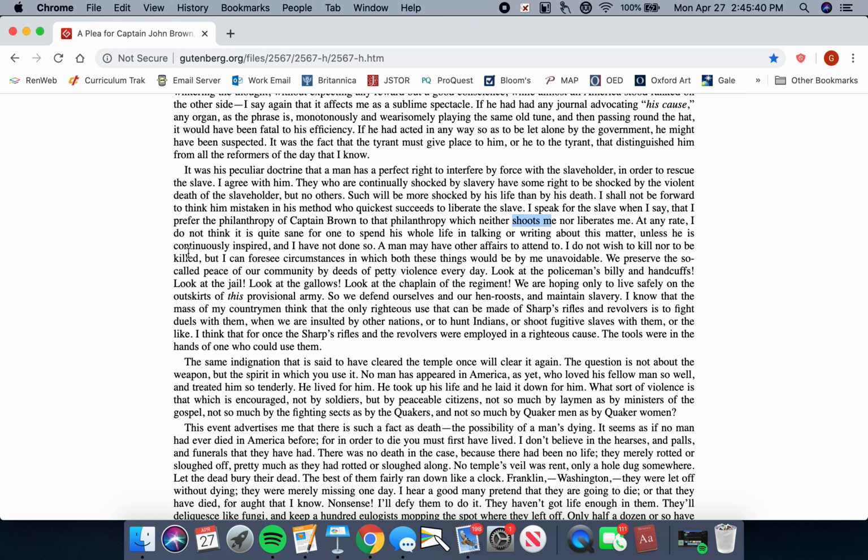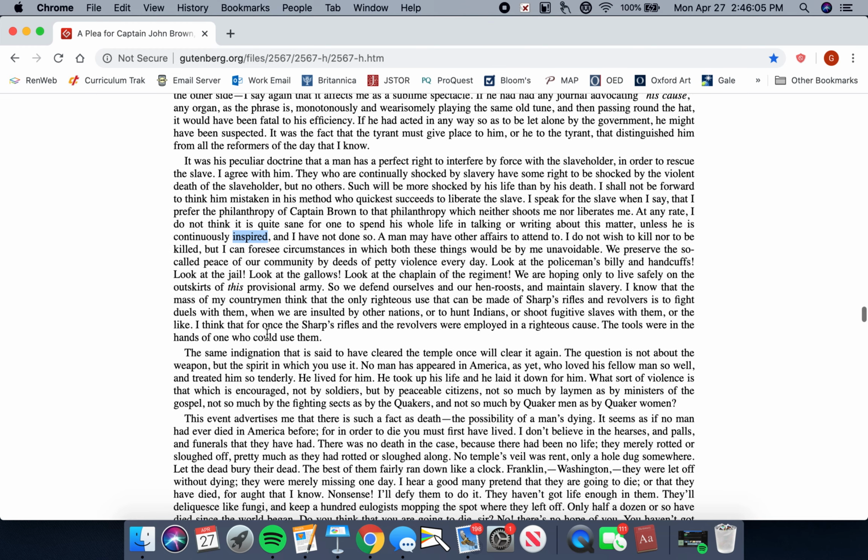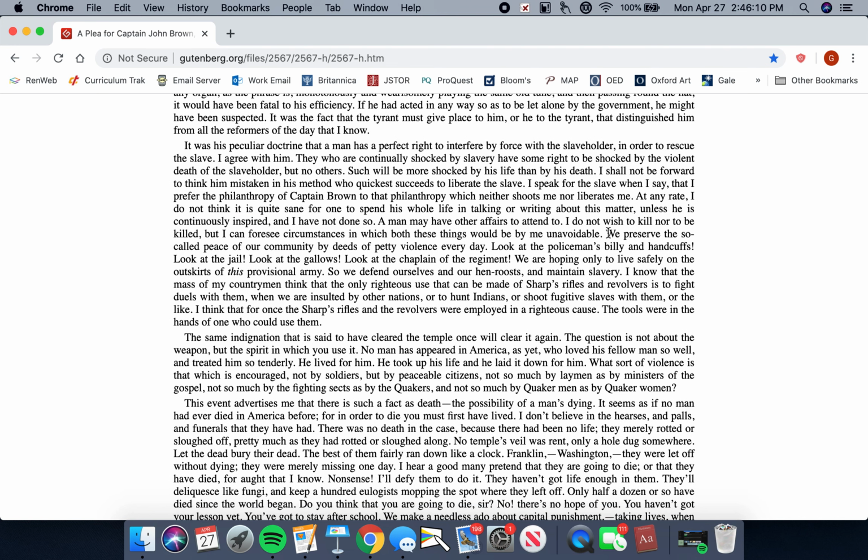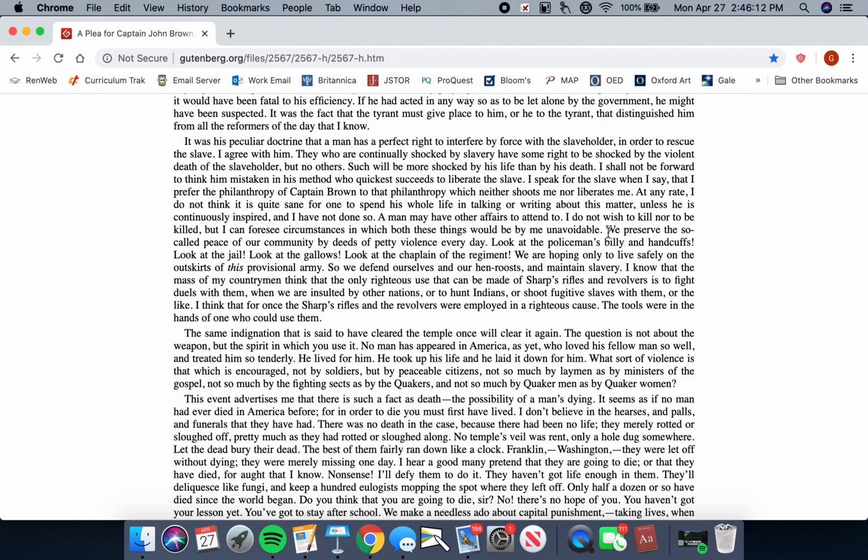At any rate, I do not think it quite sane for one to spend his whole life in talking or writing about this matter unless he is continuously inspired, as Brown was. So once again, Thoreau is extolling the virtues of Brown as a man who was continually inspired, continually shocked by the unrighteousness of slavery. He goes on to continue this argument about the justification of John Brown's use of violence.